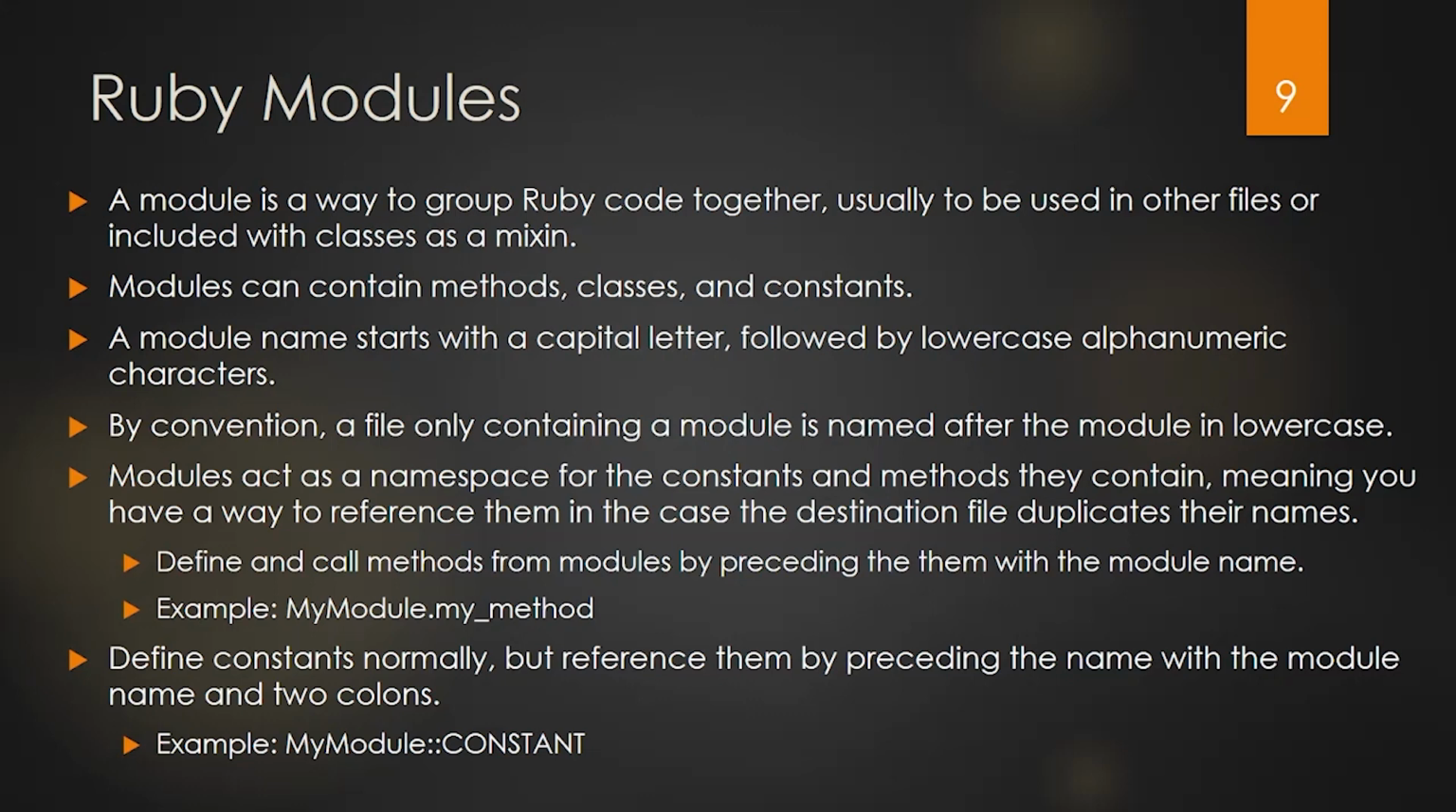So when you define or call a method from a module, you would precede the name of the method with the name of the module followed by a dot. For example, if you had a module called myModule and a method inside that module called myMethod, you would write it out as myModule.myMethod. You define constants normally inside of the module, but then refer to them outside the module by preceding the constant name with the name of the module followed by 2 colons. So for example, myModule, two colons, and the name of the constant.